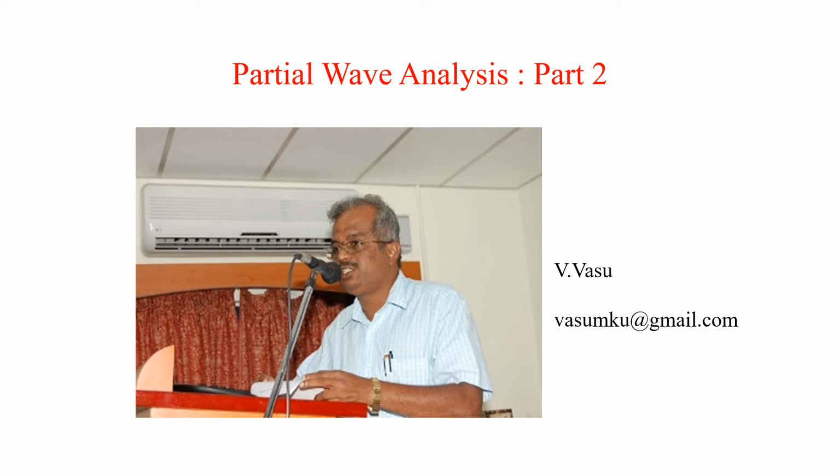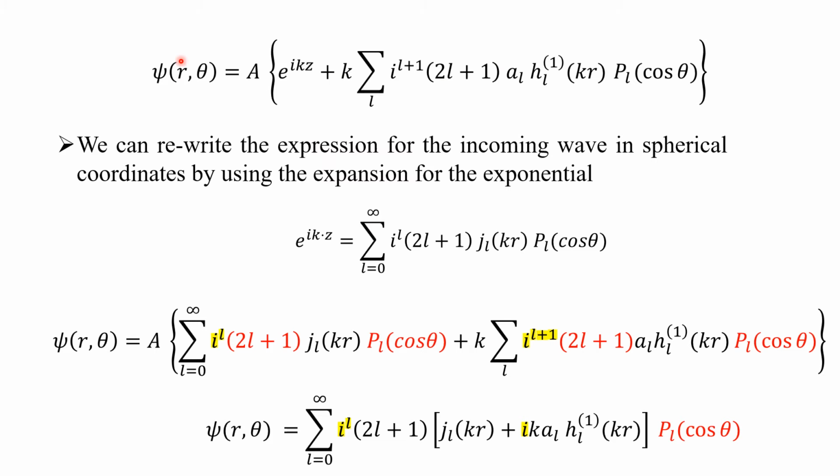In the last lecture, we have seen the partial wave method to find the total scattering cross section. That is part one. Now we will see the same partial wave method, part two. I will explain what is the difference between my previous lecture and this lecture.